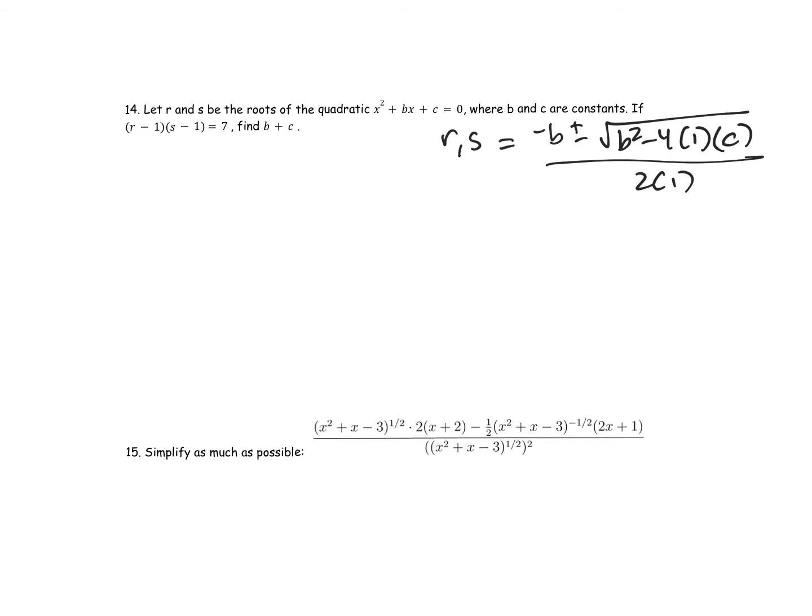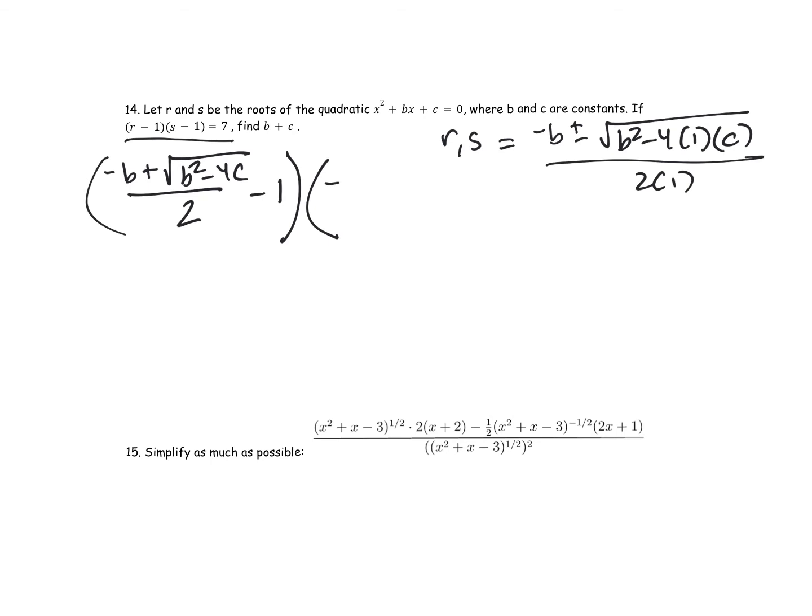And so now let's plug these roots into this equation. I know about the relationship between them. So I'm going to say, R, I'll just make it negative b plus the square root of b squared minus 4c over 2, minus 1, times, s is going to be the other one, so we'll make it negative b minus the square root of b squared minus 4c over 2. And I know, oh, yikes, I missed a crucial part. Minus 1. Equals 7.